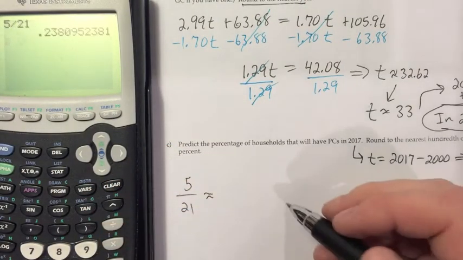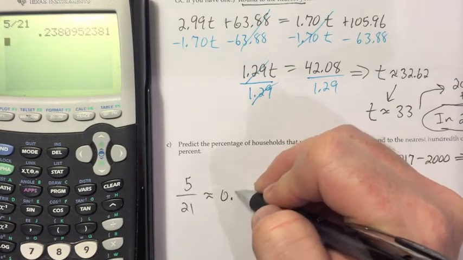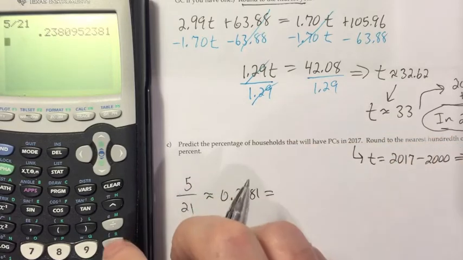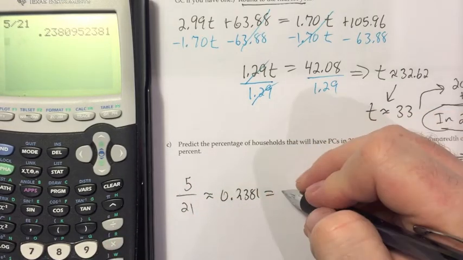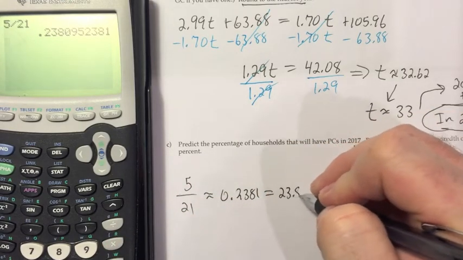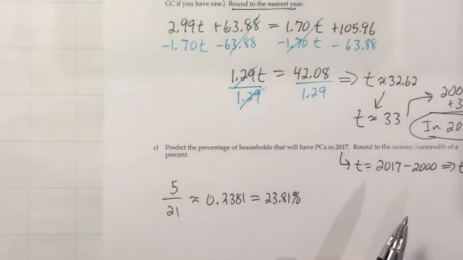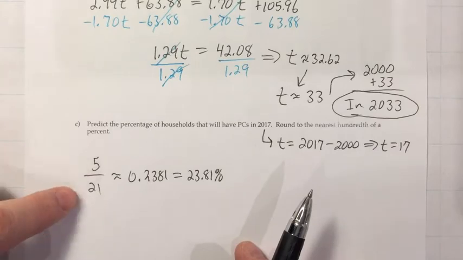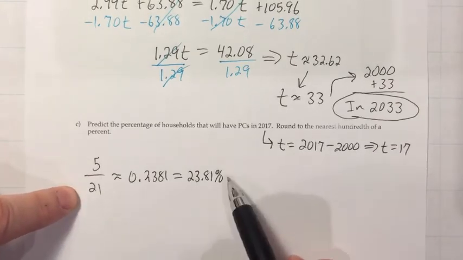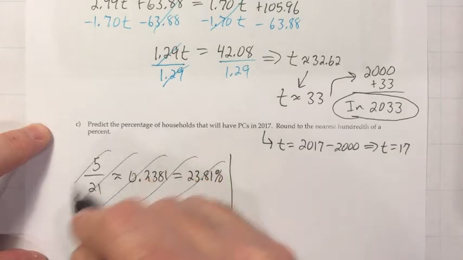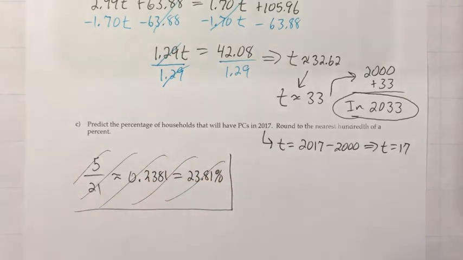5 over 21 is approximately 0.2381, which as a percentage, multiply that by 100%, which will move the decimal over 2 spots, and you'd get 23.81%. So I needed to know how many guys were in the room, how many students were in the room, divide to get a decimal, convert that to a percent. And that's great, but that has nothing to do with the PCs and households in the sense that those numbers are wrong. So what do we do on this problem?